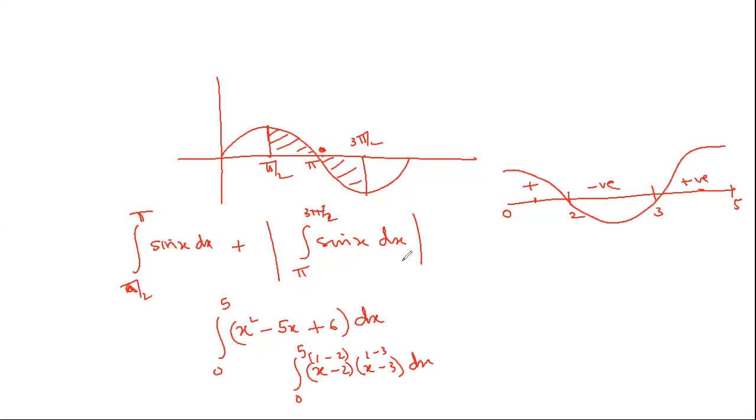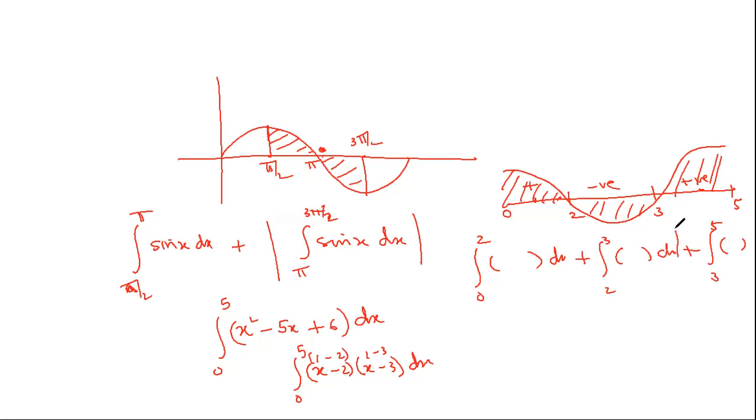Now tell me how to integrate this, how to find the area. I'm supposed to find this area, the area bounded by the curve and the x-axis. That's all the question is. So what will you do? You will integrate 0 to 2. What was the function? Then integrate 2 to 3. What was the function? And then integrate 3 to 5. What was the function? This part became negative, so put a modulus.